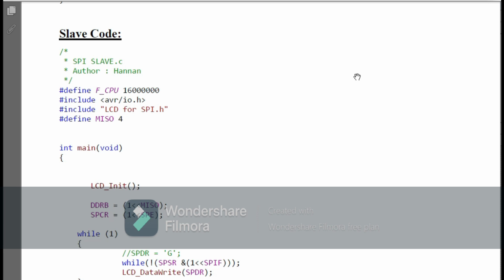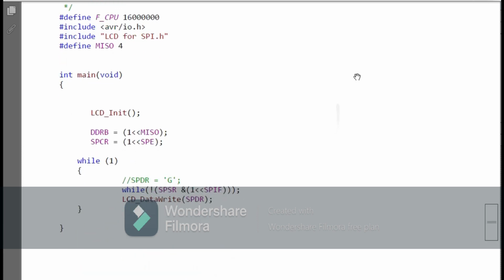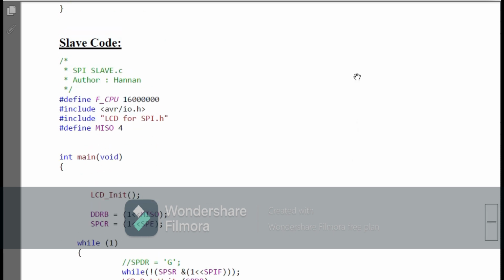And in the slave code, you see that I have included the library of my LCD. Then in the main function I have called the LCD initialization function, and then simply in the slave code main file I have pulled D as MISO and SPCR as the control, and simply in the while condition I have called this while. This is the simple code for our slave.